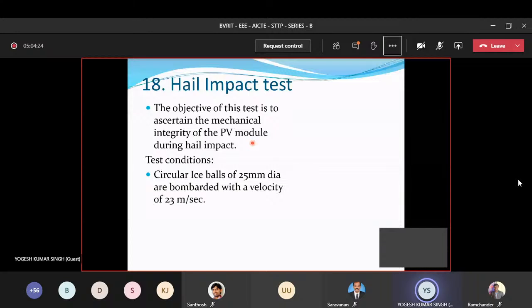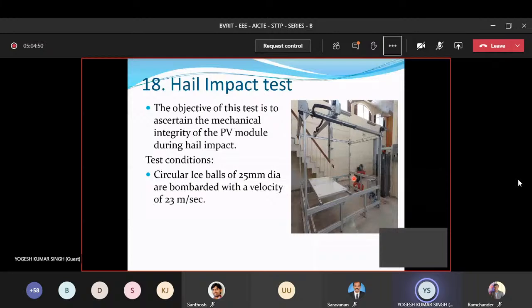So if you make the test condition with a velocity of 23 meters per second and an ice ball of around 25 millimeter diameter, such a test is called hail testing, and this is an example of the hail testing. If you see, first the ice ball is placed on that particular ring, and then the ice ball is dropped directly on that module. This is the setup required for the hail impact.